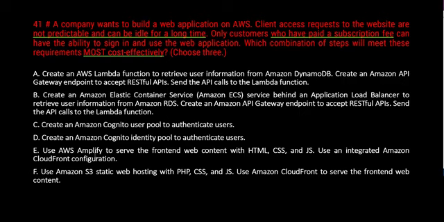Okay, so first of all, let's look at what this is saying. Create an Amazon Elastic Container Service behind an application load balancer to retrieve user information from Amazon RDS. Create an API Gateway endpoint to accept RESTful APIs. Send the API calls to the Lambda function.